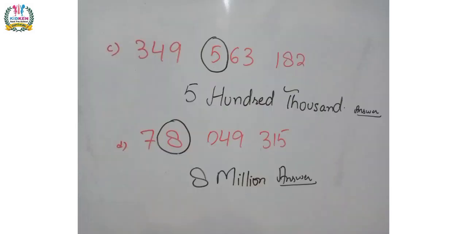Next part of this question. Simply we start counting from right hand side to left hand side. So 2 has place value ones, 8 has place value tens, 1 has place value hundreds, 3 has place value thousands, 6 has place value 10,000 and 5 has place value 100,000. So we can write the 5 as 500,000.